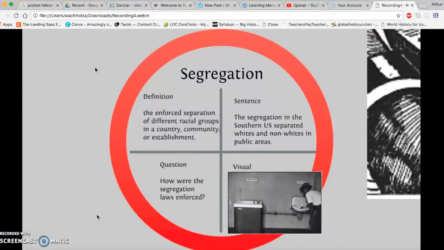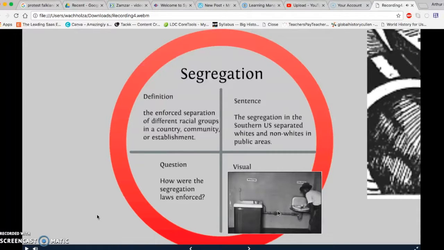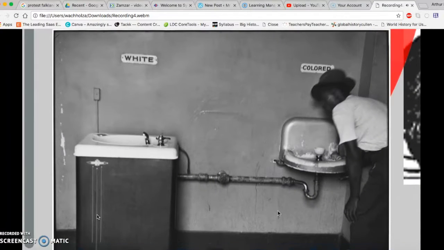But a big part of what we're going to look at is the idea of, well, how are these laws enforced? And this is a video or a picture which many of you have probably seen before, that ordinances typically in communities were enforced where they separated things as simple as the water fountain. And what you'll notice in this picture is not only the nameplates of white versus colored, but you would have a different product of what you were using.